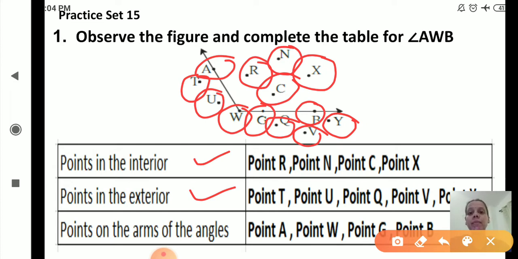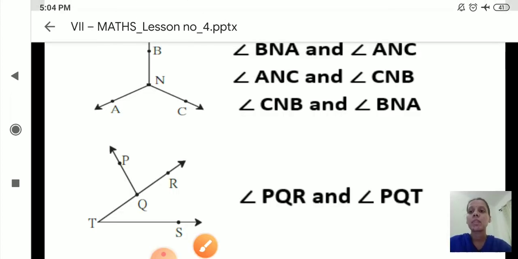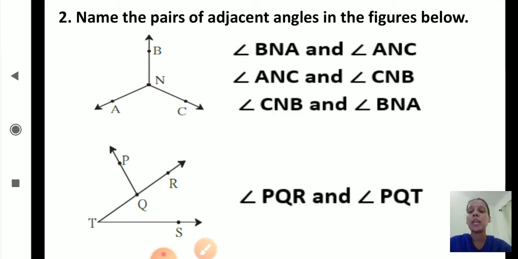Now the next is, you will identify the pairs of adjacent angles. What is the definition for adjacent angles? The two angles which have a common vertex, common arm and separate interiors are said to be adjacent angles.